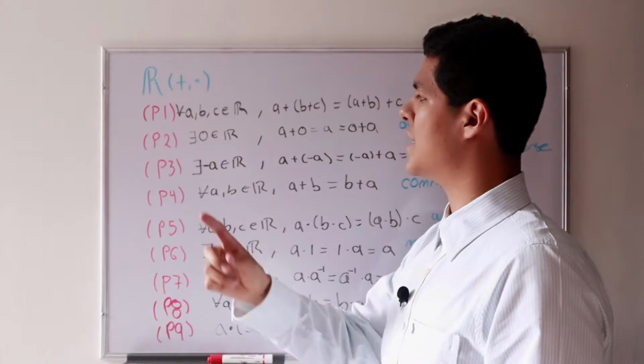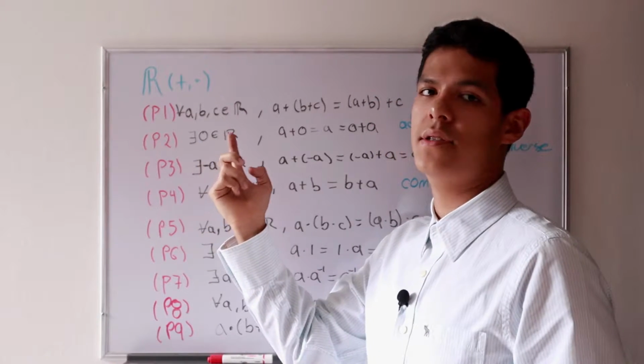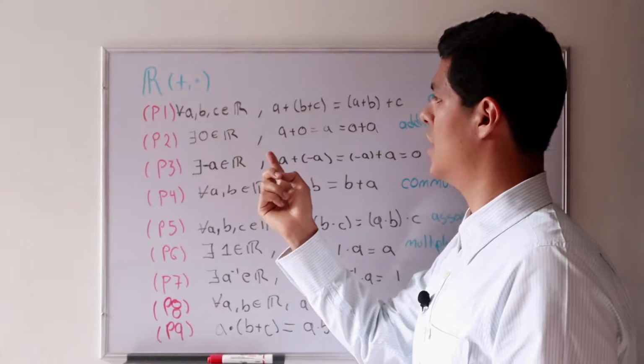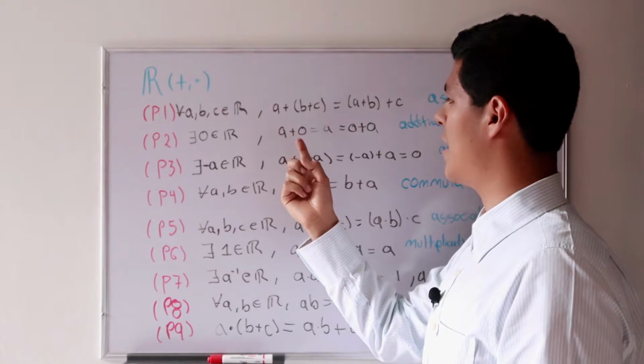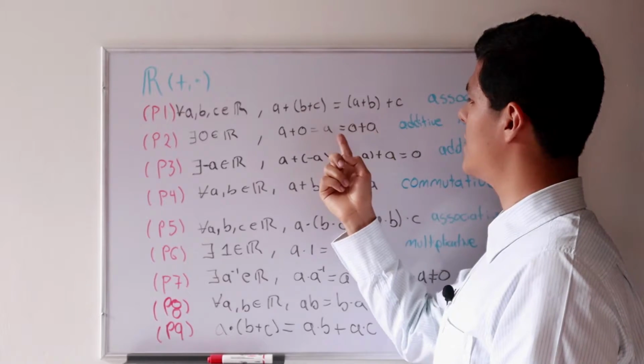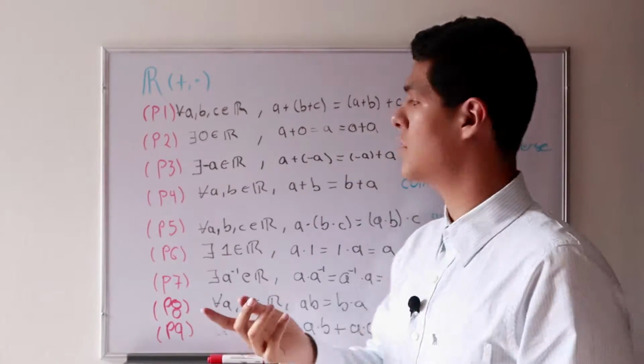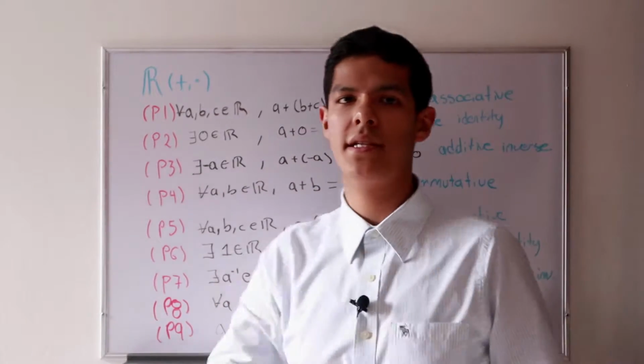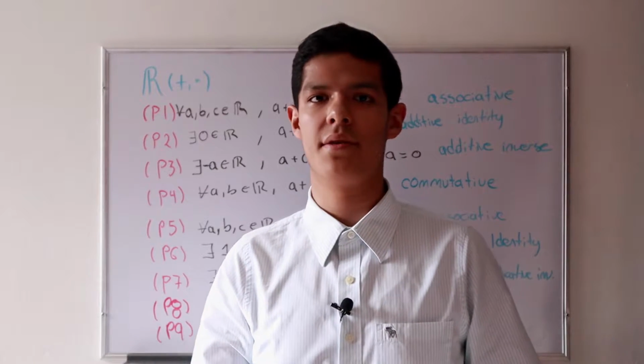The second property says the existence of 0 in the real numbers. So you can add a plus 0 and then 0 plus a. This is equal to a. This is the additive identity property of addition.